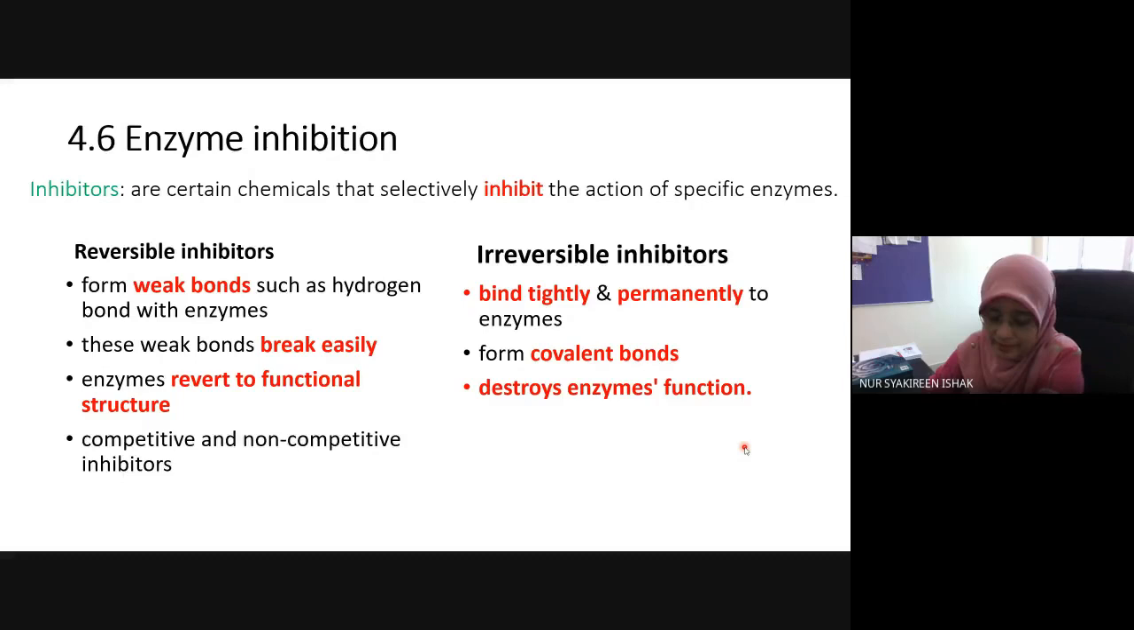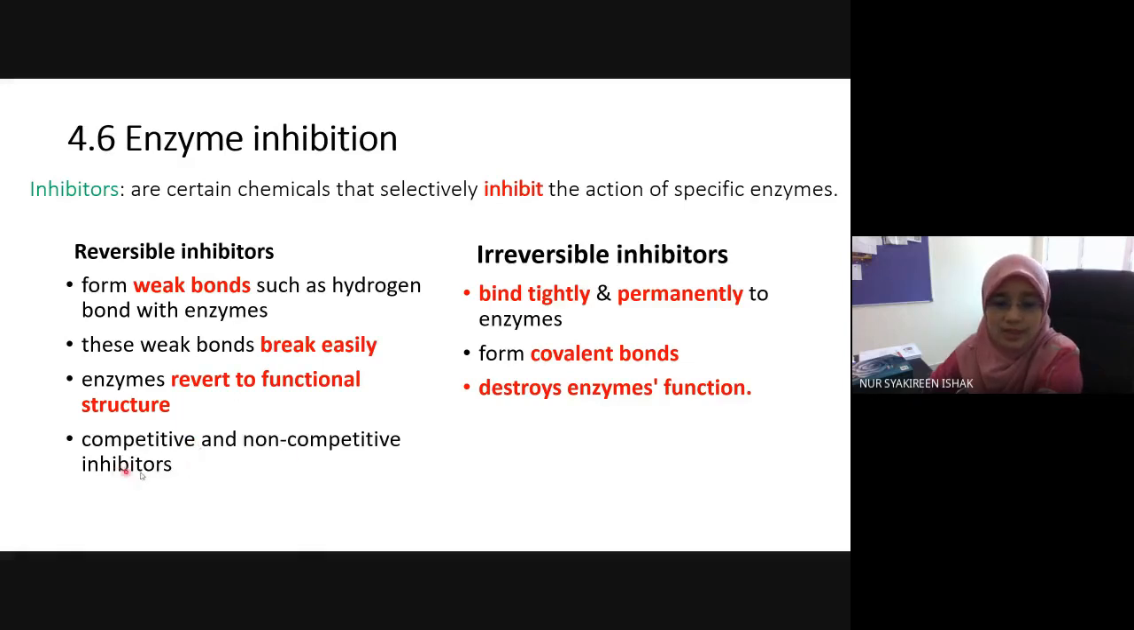So when the inhibitor binds to the enzyme, the enzyme cannot function. The enzyme cannot catalyze the reaction. But this type of inhibitor can be removed from the enzyme due to the weak interaction. For reversible inhibitors, there are two types: competitive inhibitors and non-competitive inhibitors. These two types are based on where they bind to the enzyme. The competitive inhibitor will bind to the active site of the enzyme.